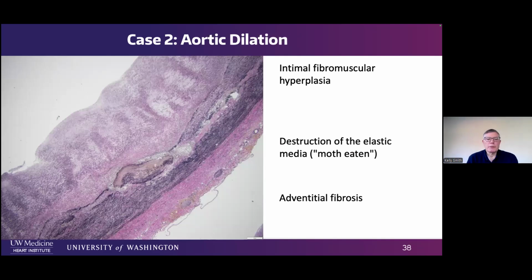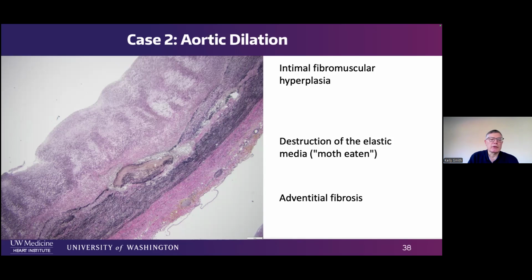Thank you, Shauna. So here's a low power view of the aorta, and it's markedly abnormal. You can see that there are 3 layers. If you look towards the left, that's the intima. It's markedly expanded. Normally that should just be a thin layer laying on top of the black staining media. Here it shows massive fibromuscular hyperplasia and a lot of myxoid change.